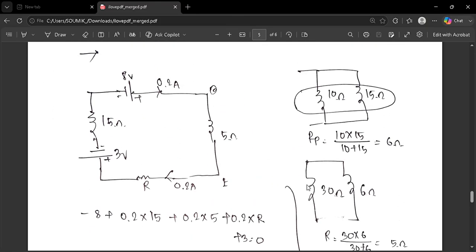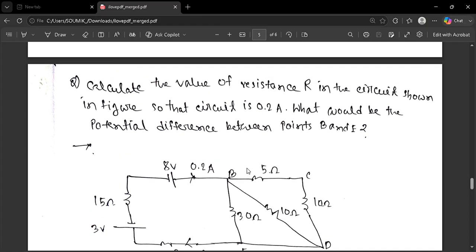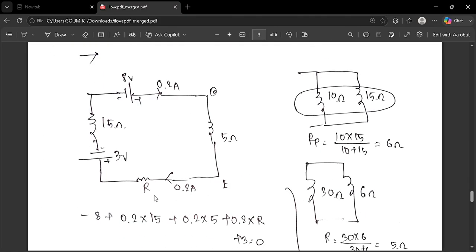Then the equivalent circuit will be this, and this is a closed circuit. Using Kirchhoff's second rule, we can find out R, the unknown resistance. Basically, they mention the current flowing through the circuit is 0.2 ampere. So if we take the current as flowing clockwise, a negative sign is present for this battery in the direction of the current.